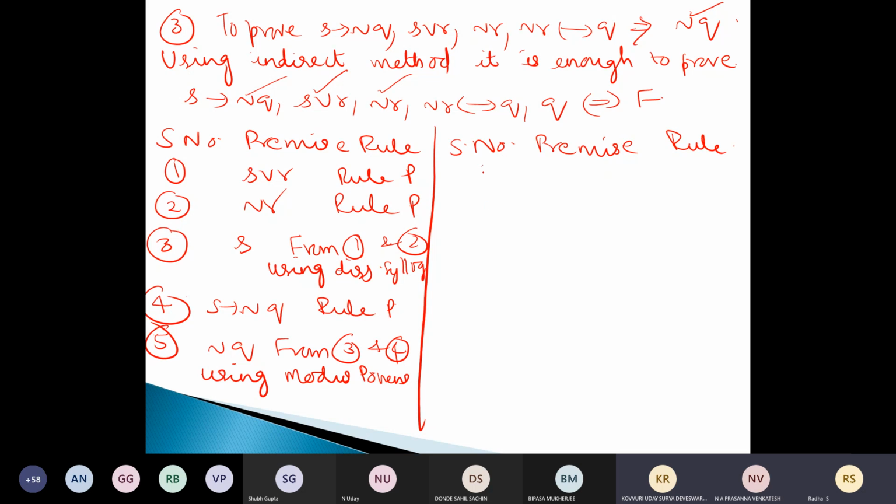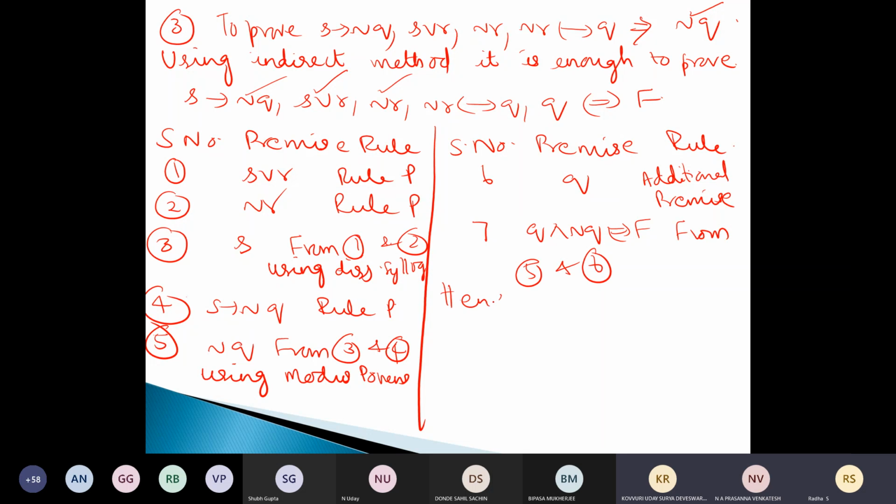Okay, then Q is there already. This is called additional premise, right? Additional premise. So you have already arrived at a contradiction. Q and not Q, a contradiction from 5 and 6. Hence, this is true. The given thing is true. S implies not Q.